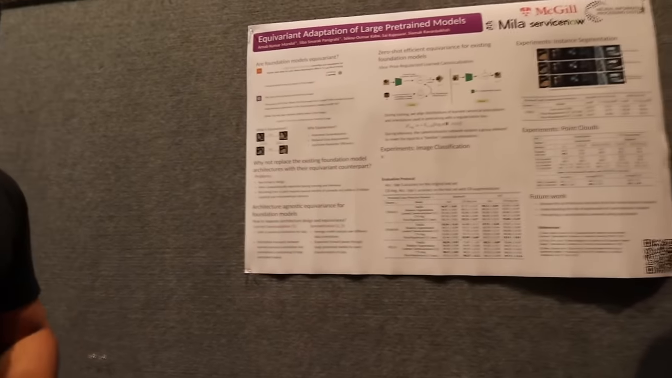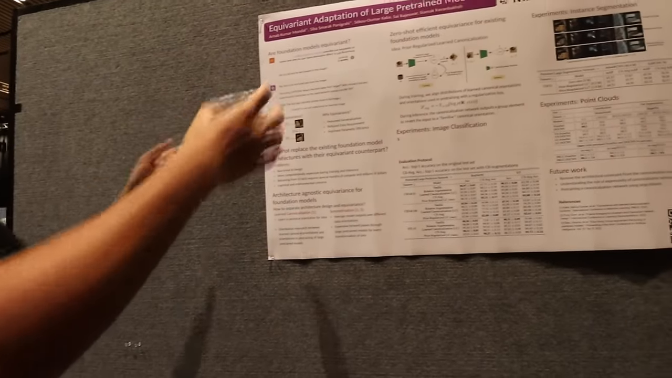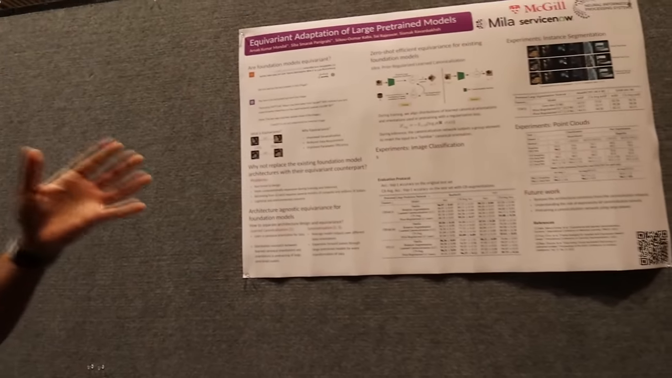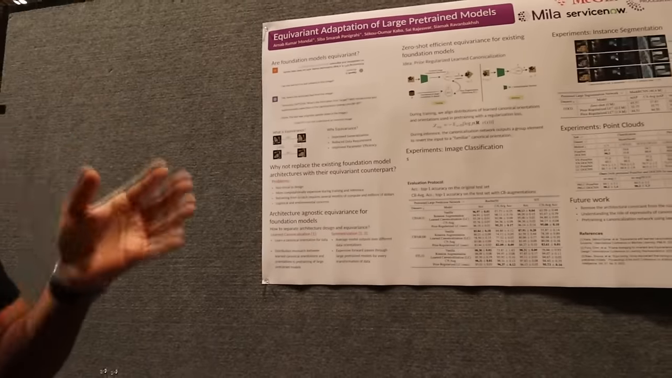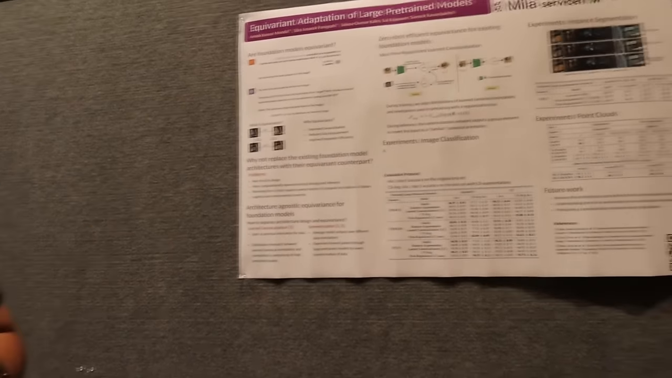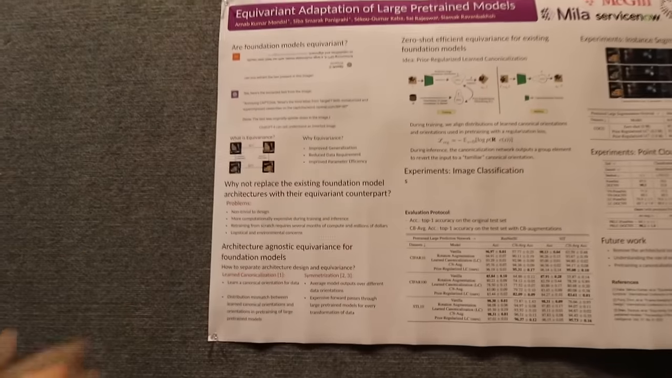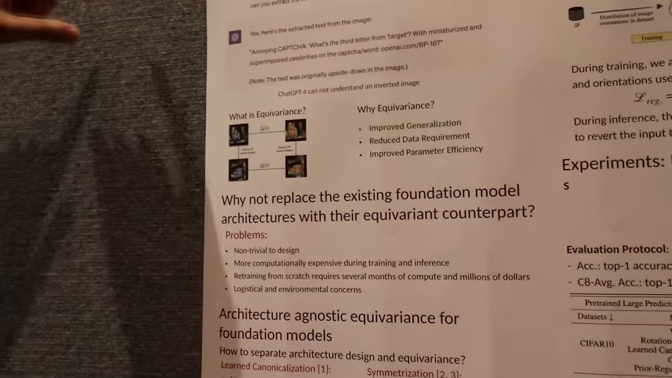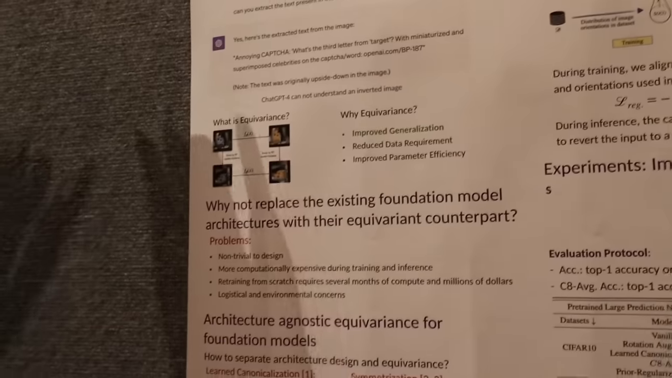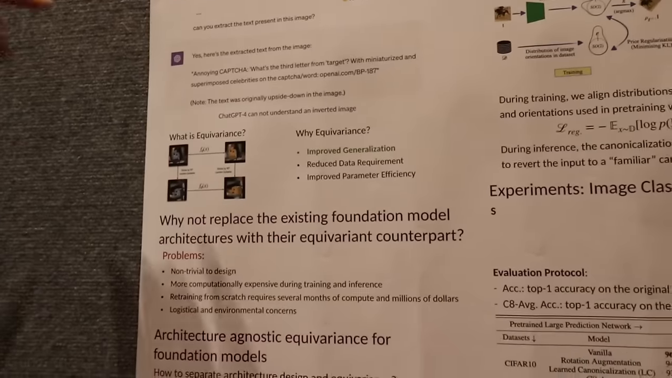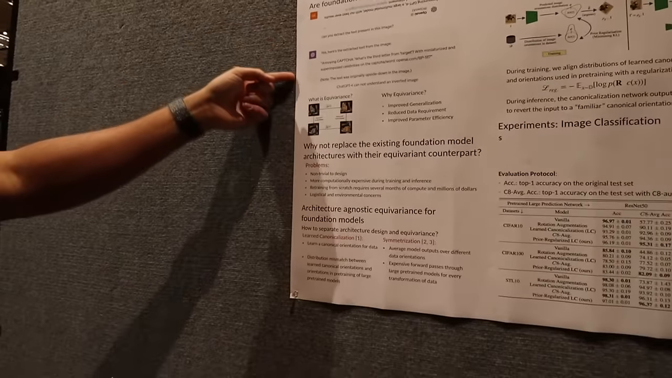What we're trying to deal with here is, let's say you're given a large pretrained model. How do you make that robust to transformations of the data? We show that even the largest model, like ChatGPT-4, is not completely robust to transformations of the data. In this example, you have an inverted image and we ask it to extract what's written in the image, and it can't do it.